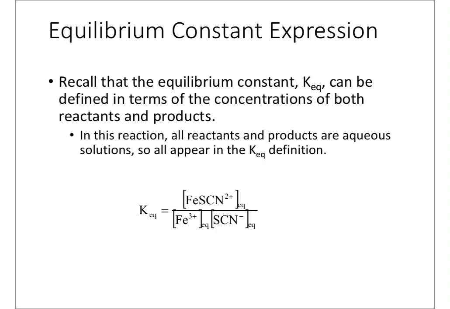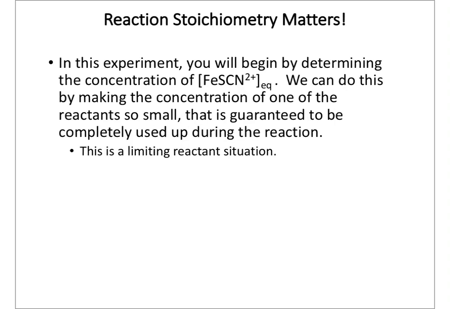So let's talk about how we're going to calculate the concentration of iron thiocyanate, and then we'll see how we can get the concentrations for the iron 3 plus and the SCN minus after that. Okay, so in this experiment, the first step that you're going to do is try and determine the concentration of iron thiocyanate at equilibrium. Now, the way that you're going to do this is actually pretty tricky.